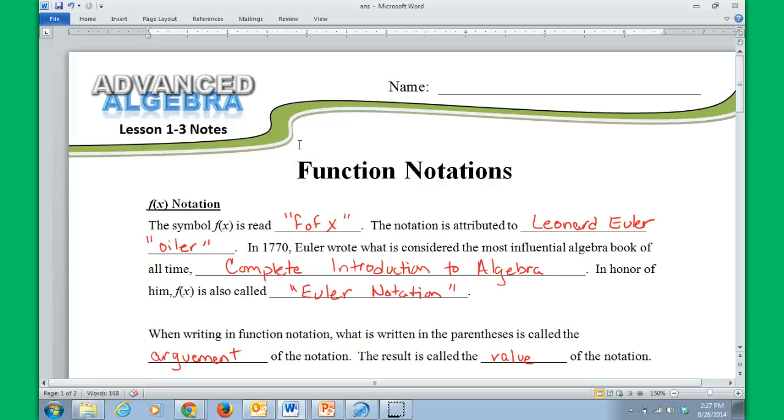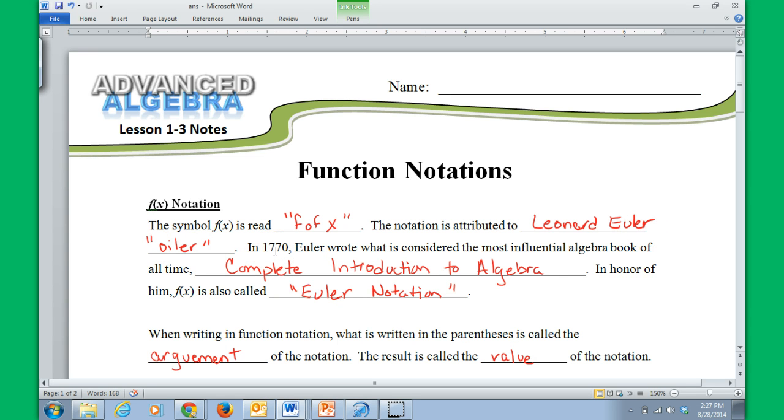Okay, we're on section 1-3 now, and we are looking at function notation. Basically, first of all, a symbol here, f and then a parenthesis, x and a parenthesis, and that's commonly called f of x. This notation is attributed to Leonhard Euler, not "Oiler" but Euler, okay? Looks like Euler.